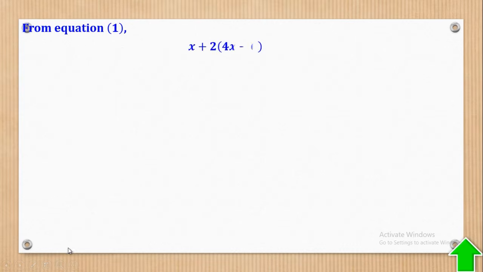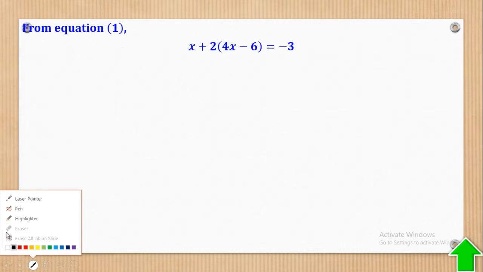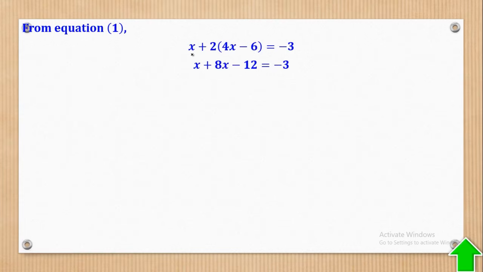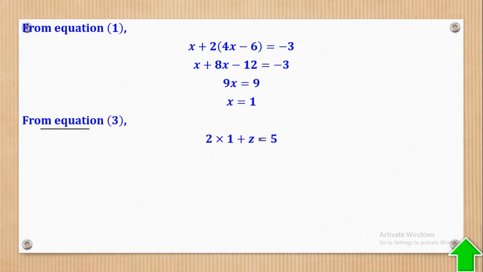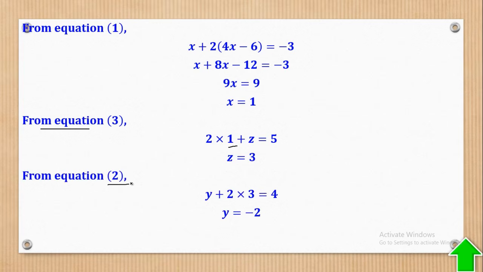Now from equation 1, I'll come and substitute for y to come up with that equation which has only x as the only unknown. Therefore, expand and collect and simplify to make x the subject, x will be equal to 1. Then from equation 3, I'll substitute for x to be able to get the value of z. And from equation 2, substitute and be able to get the value of y. Therefore, x is equal to 1, y is equal to negative 2, and z is equal to 3.